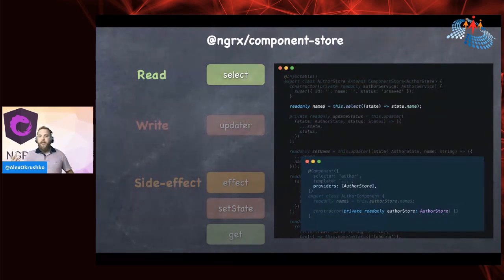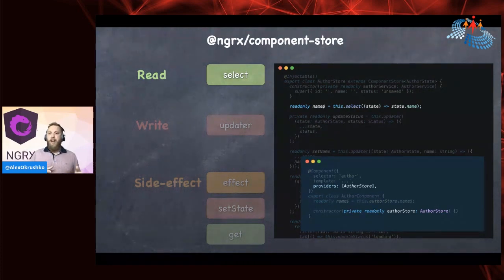Why would we put it there? Well, when we put it there, that means that this author store would be tied to the life cycle of this component. So for example, when the component would be destroyed, this store would be destroyed. Another thing is if there will be multiple author components, each one would have their own unique version of the author store, because we're tying the store to a particular component. That's why we would provide it in here.